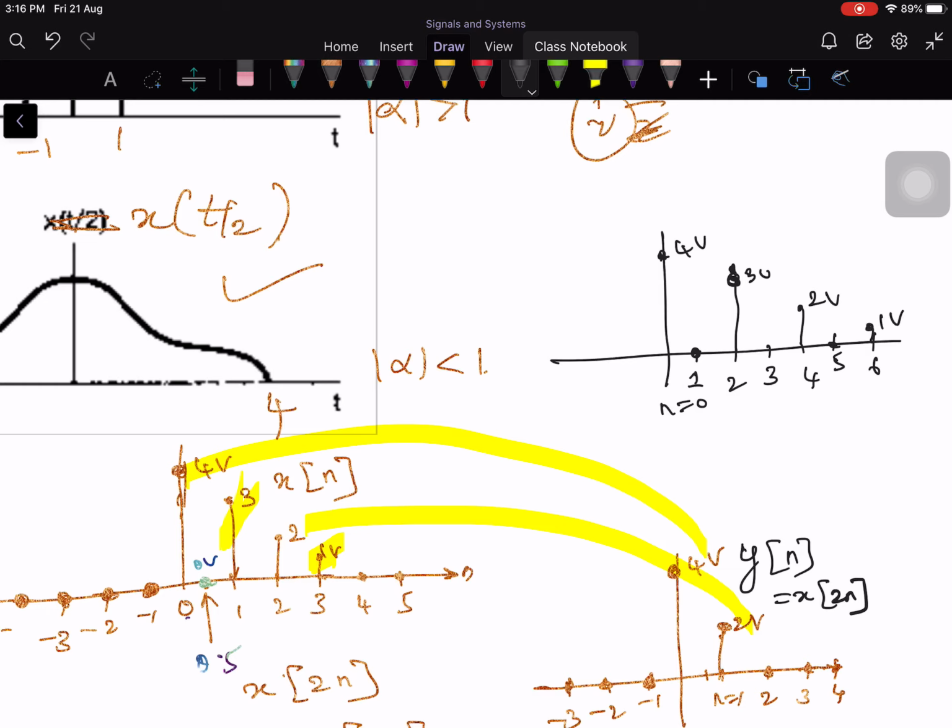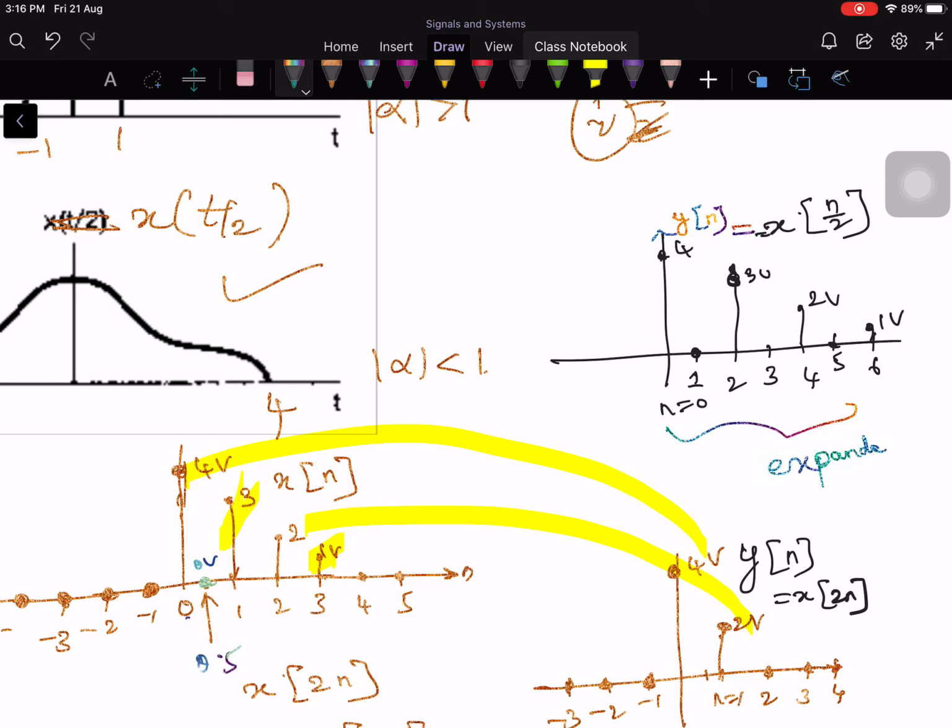So this is your x of n by 2. This is your y of n. Y of n. That's it. So therefore the signal is expanded now.